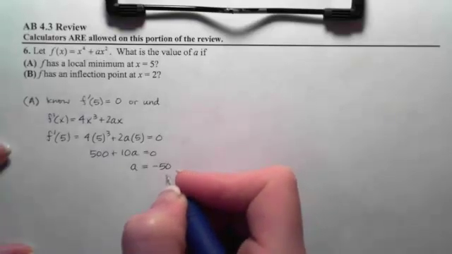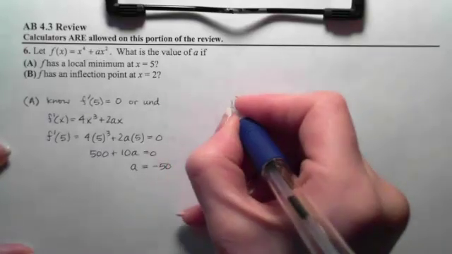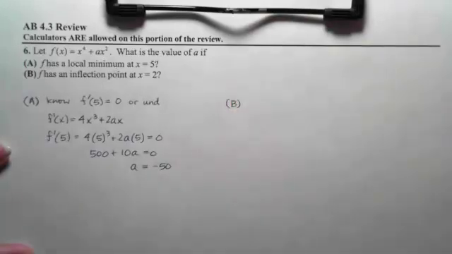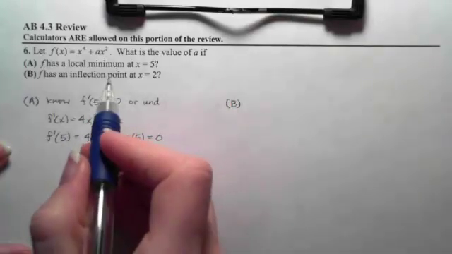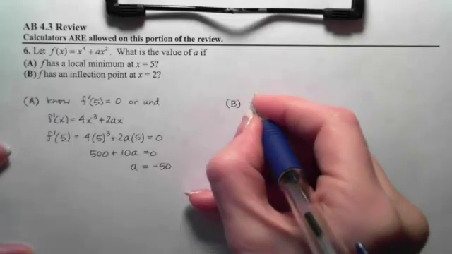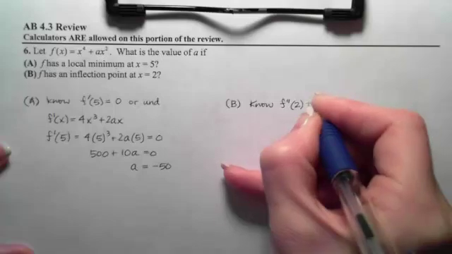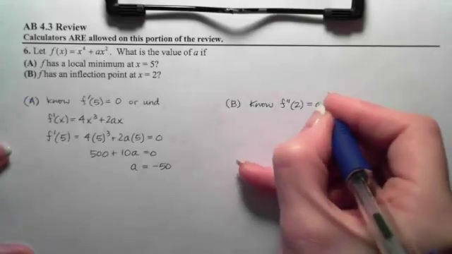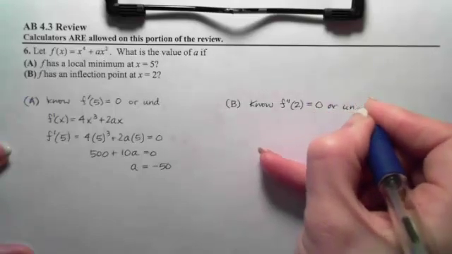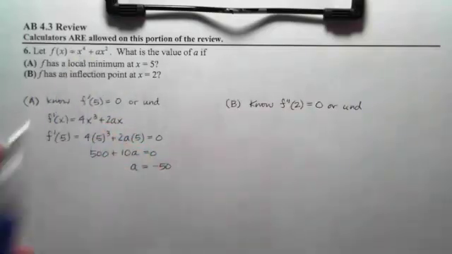So to look at part B now, different problem. This time we have an inflection point. An inflection point is going to occur when the second derivative is 0. So that means when we plug 2 into the second derivative, we got 0. I guess we could also put undefined, but since we're just dealing with polynomials, the undefined isn't going to happen.